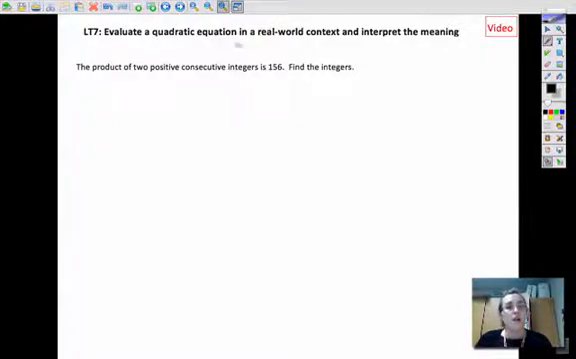Okay, so a common question would be to ask maybe the product of two positive consecutive integers is 156. We can model this with a quadratic equation, okay? So we're going to write an equation in factored form because I see the word product, so I know that means I'm going to write factors, okay? And I'm going to have the factors equal 156, okay?